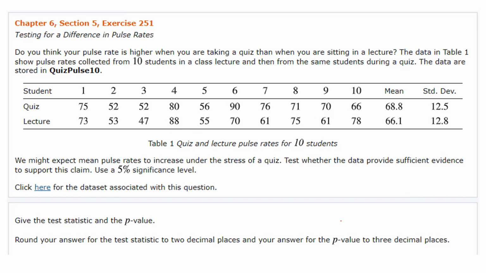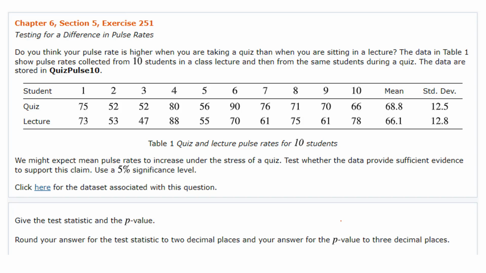Do you think your pulse rate is higher when you're taking a quiz than when you're sitting in a lecture? The data in Table 1 shows pulse rates collected from 10 students in a class lecture and then from the same students during a quiz. The data are stored in the file Quiz Pulse 12. So this is an example of paired data, or dependent data, because we measured the pulse rates on the same students during a quiz and also during a lecture. Because we took the two measurements on the same student, that's what makes this a matched pairs design.